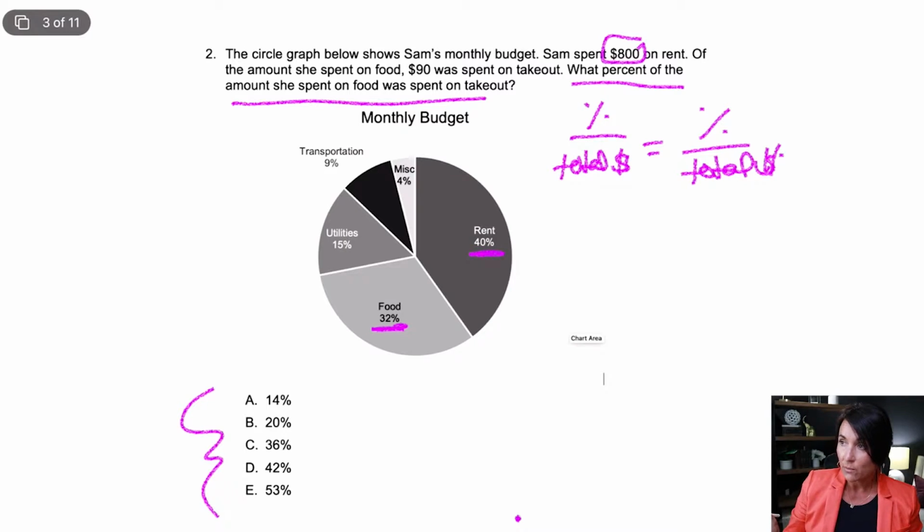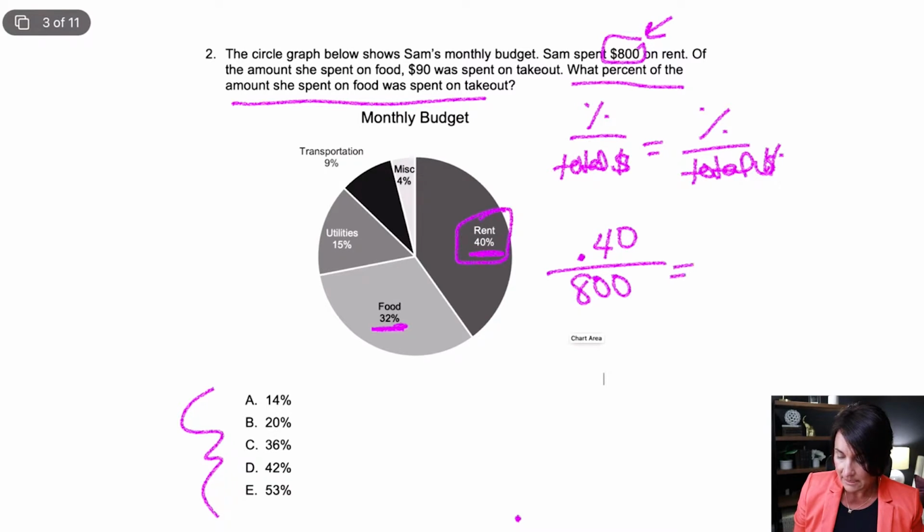So let's start with rent because I have the rent total dollars here, and I have the rent percentage. So that's good. I have that piece of the puzzle. So the percentage of rent is 0.40 or 40%, and then we have total dollars is 800. And that's going to equal the percent of food, which I have here, 0.32 or 32%, but I don't have the total dollars spent on food yet.